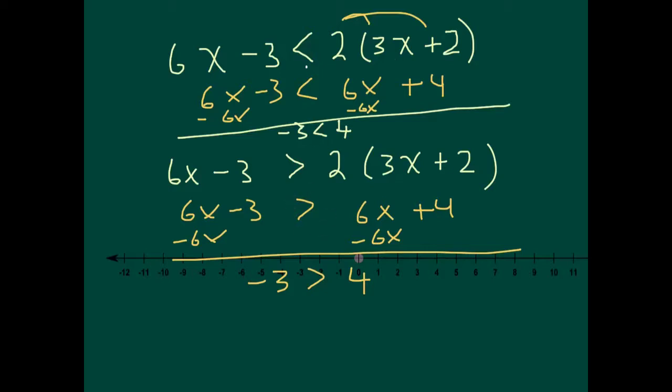In the end, on the top one, you got negative 3 is less than 4. Well, when is that true? That's always true. That means this is an identity. Any number is going to work in here. On the second one, you got negative 3 is greater than 4. Well, when is that going to be true? That is never going to be true. Therefore, the bottom inequality has absolutely no solutions whatsoever.